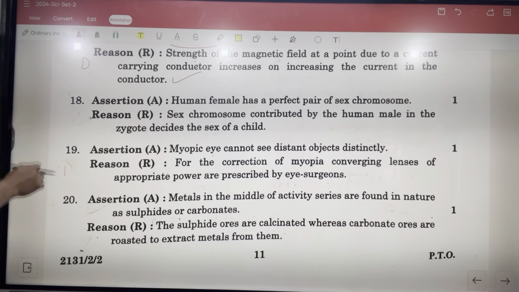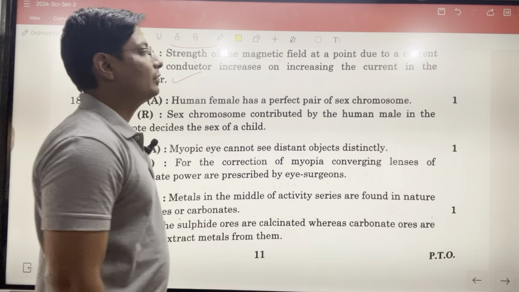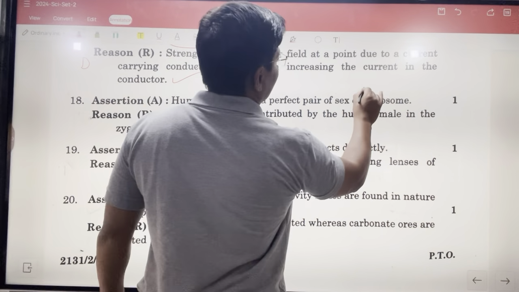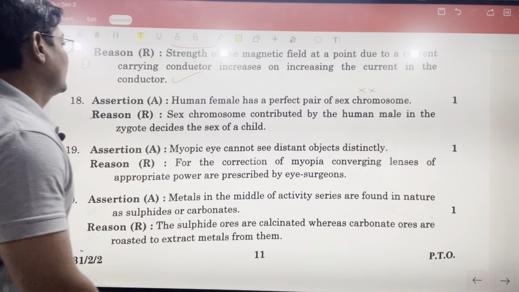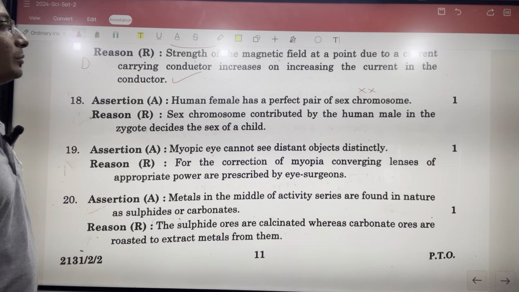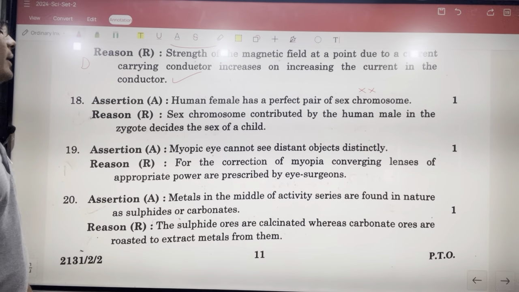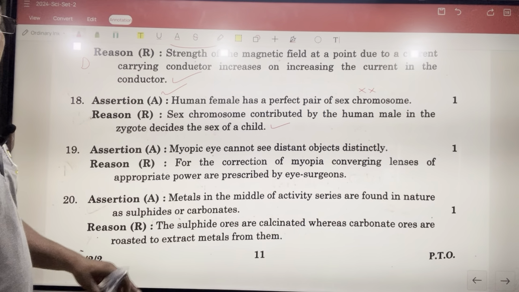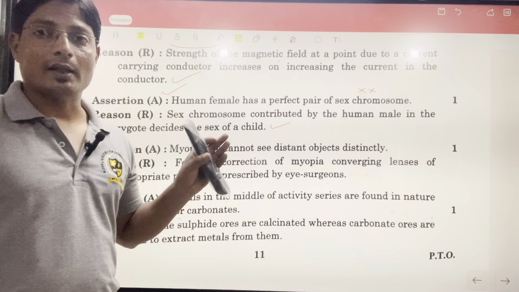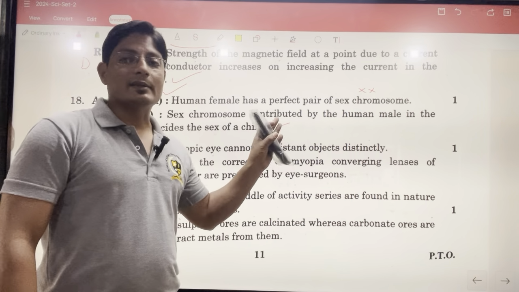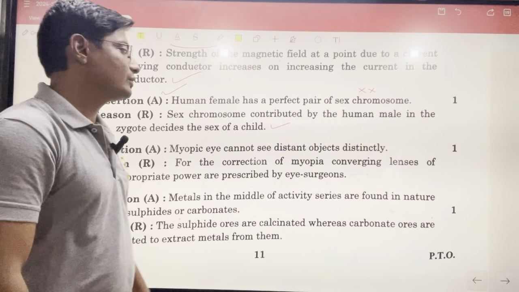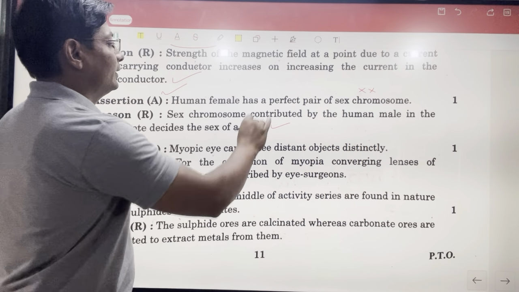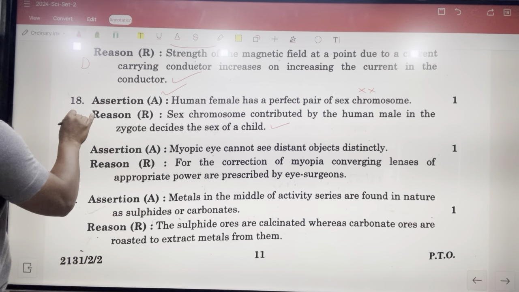Fine. Then the 18th question is, human female has a perfect pair of sex chromosomes. Which is also correct, because it has the 23rd pair as XX. Then the reason is, sex chromosome contributed by the human male in the zygote decides the sex of a child, which is also correct. So this is correct, and this is also correct. Now you need to check, when you have both assertion and reason as correct, whether the reason is necessary for the assertion to be correct or not. Here, we can see that it doesn't have anything to do with the first statement. Therefore, option B would be the correct option.